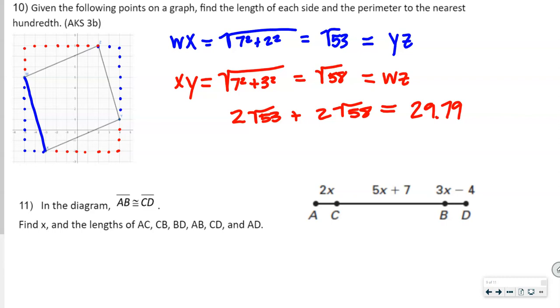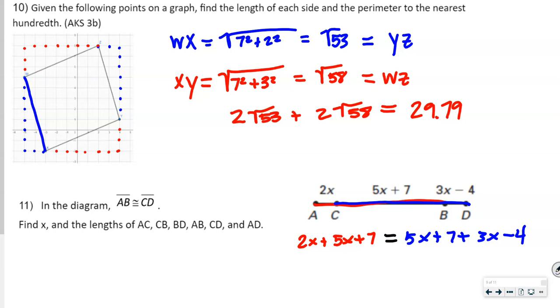So now I want to talk to you all about this next one. This is in the diagram. AB is congruent to CD. Find the length of X and the lengths of all the rest, okay? So let's look at how this looks on the diagram here. So if we say that AB, that's 2x plus 5x plus 7, and that's equal, because that's what congruent really means, to CD here, that's 5x plus 7 plus 3x minus 4.